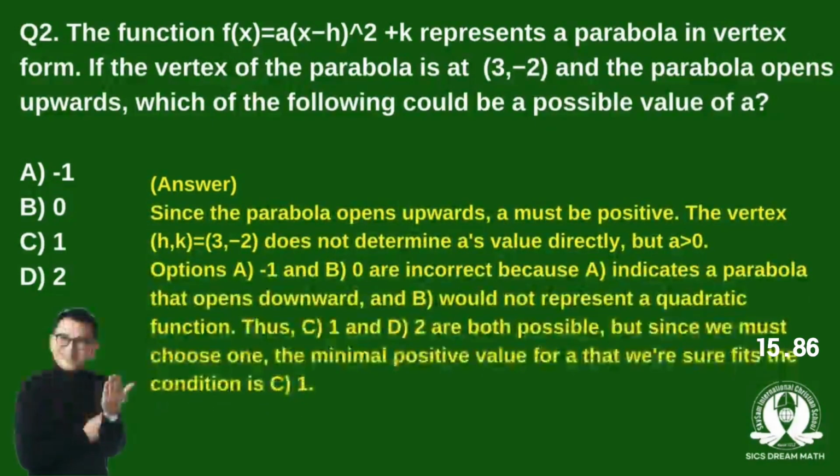Since the parabola opens upwards, a must be positive. The vertex (h, k) = (3, -2) does not determine a's value directly, but a must be greater than 0. Options A, -1 and B, 0 are incorrect because A indicates a parabola that opens downward, and B would not represent a quadratic function. Thus, C, 1 and D, 2 are both possible, but since we must choose one, the minimal positive value for a that we're sure fits the condition is C, 1.